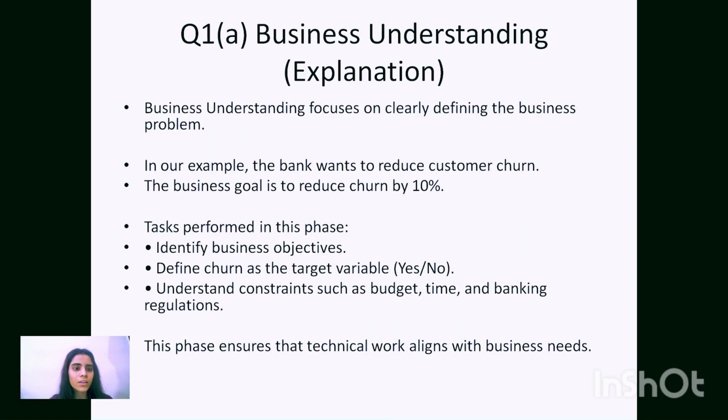First, business understanding focuses on clearly defining the business problem. In our example, the bank wants to reduce customer churn. The business goal is to reduce churn by 10%. So the tasks performed in this phase are: identify the business objective, then define churn as the target variable, then understand constraints such as budget, time, and banking regulation. So this phase ensures that technical work aligns with business needs.